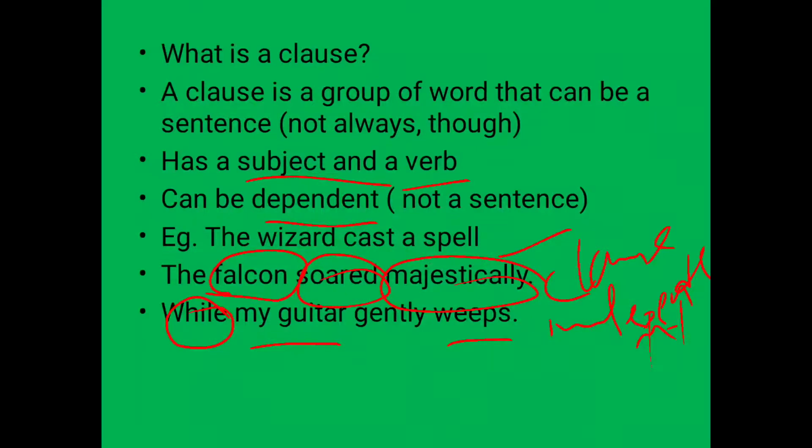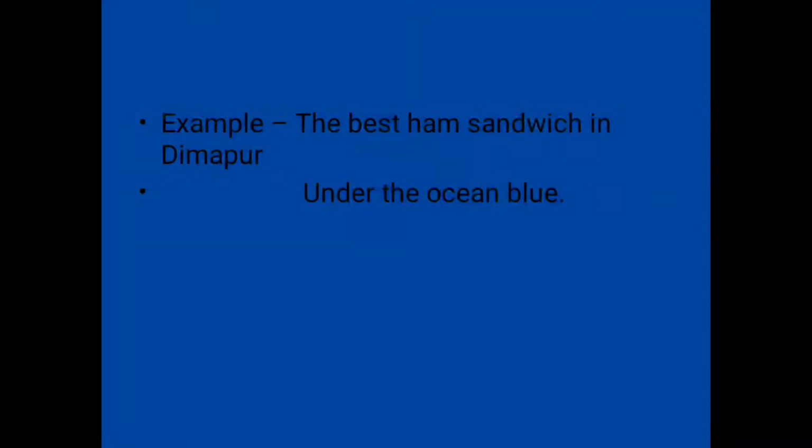Now the next example is "the best ham sandwich in Dimapur." Is this a phrase or a clause? This is a phrase. Why is that? We don't have a verb, it is all subject. We have "the best", a superlative thrown in there, but it's all modifying "sandwich", because it's the best ham sandwich. Then we have another prepositional phrase that also modifies "sandwich", so that's a phrase.